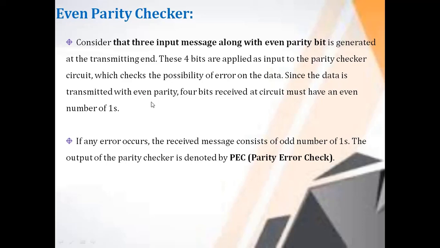Since the data is transmitted with even parity, the 4 bits received at the circuit must have an even number of ones. So if it contains an even number of ones, what does that mean? There is no error. So if an error occurs, the received message consists of how many ones? An odd number. The output of the parity checker is denoted by the parity error check bit. The output of the parity checker is the parity error check.